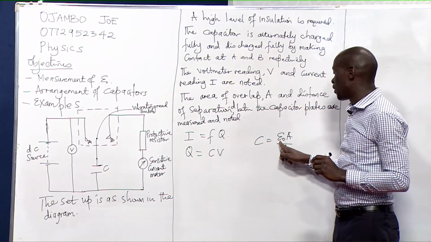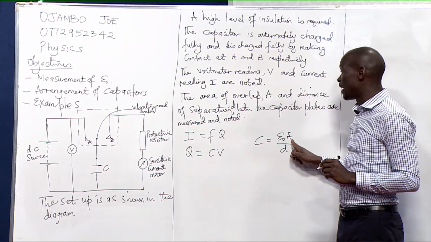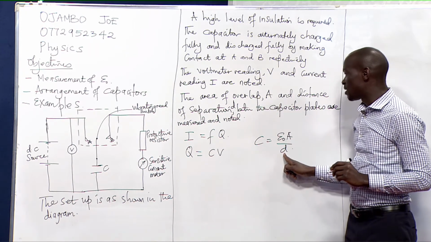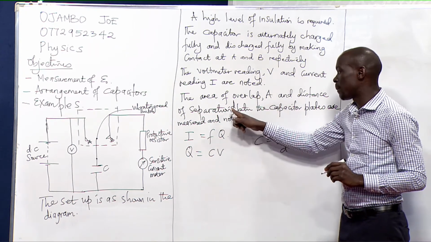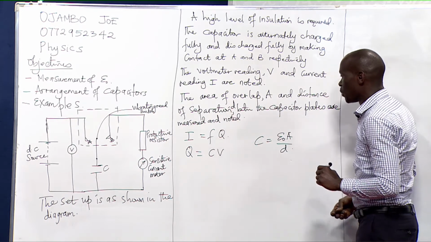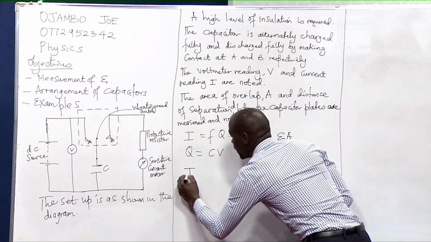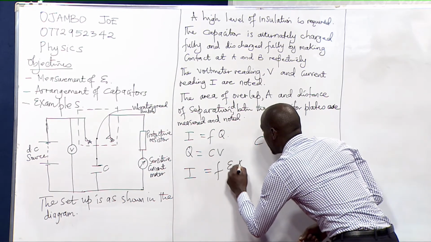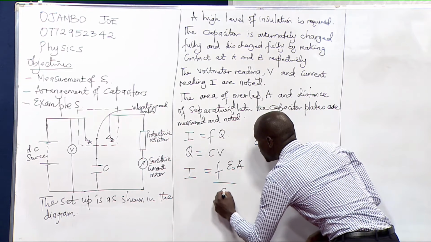And remember, we are looking for epsilon naught. The area of overlap we have already determined. The distance d of separation between the capacitor plates we have also determined. So if I put this there, we shall therefore have I equal to F epsilon naught A over D.